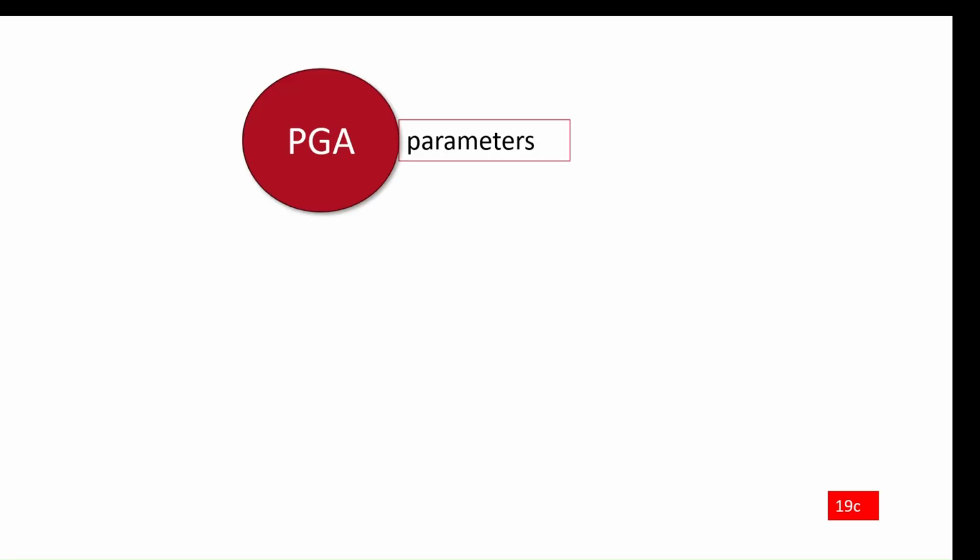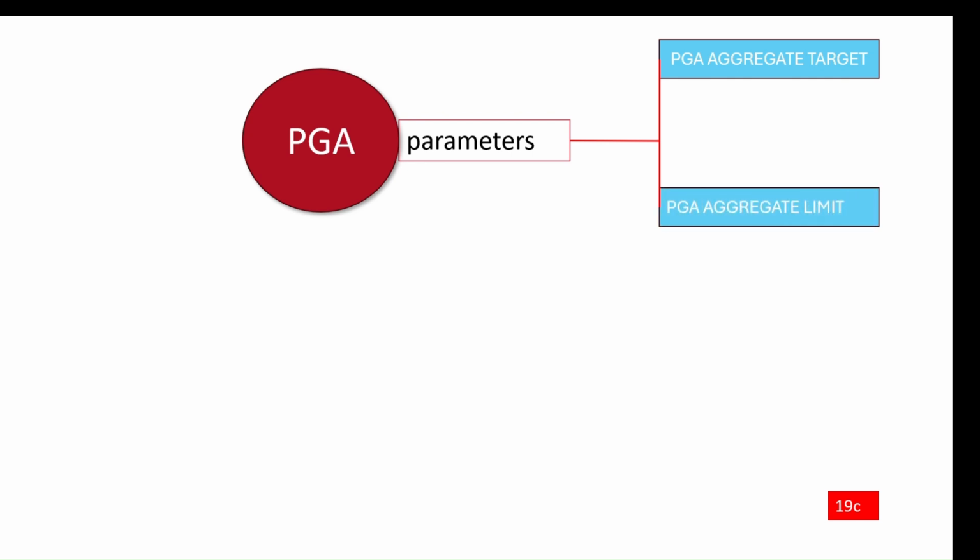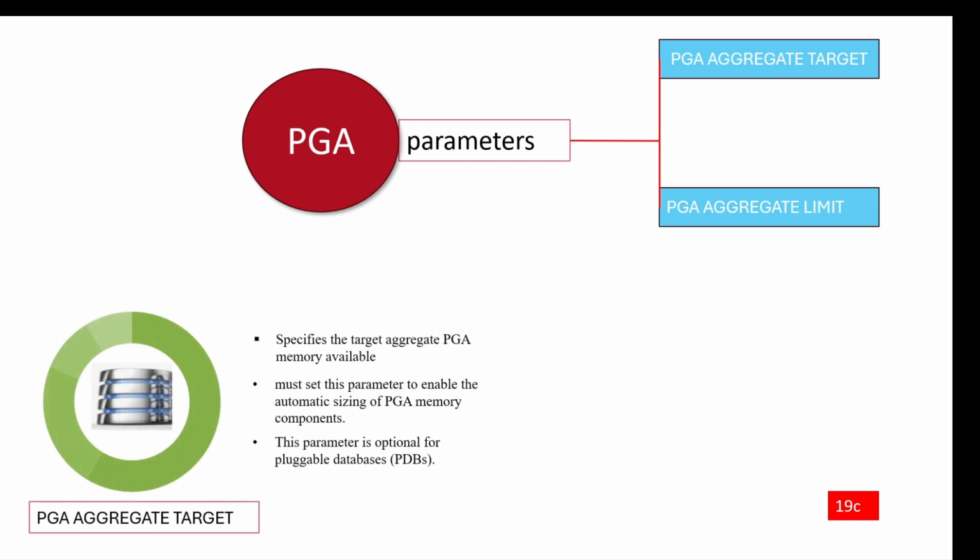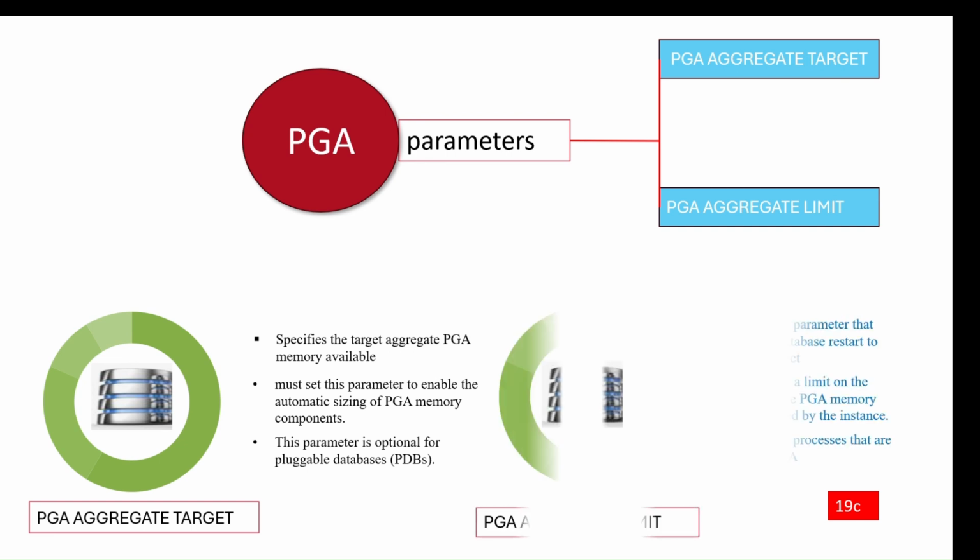There are two parameters in PGA. The first one is PGA aggregate target, and the second is PGA aggregate limit. Now let's take a few minutes to see them in detail. PGA aggregate target. The parameter specifies the target aggregate PGA memory available to all server processes attached to the instance. You must set this parameter to enable the automatic sizing of PGA memory components. This parameter is optional for pluggable databases, PDBs.